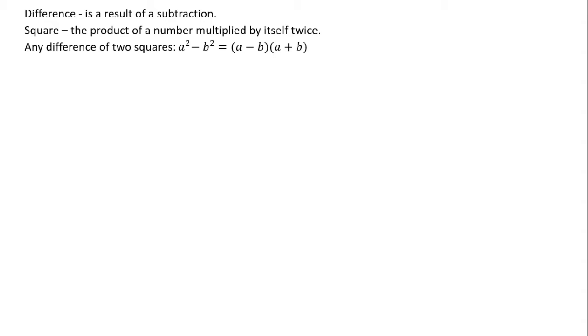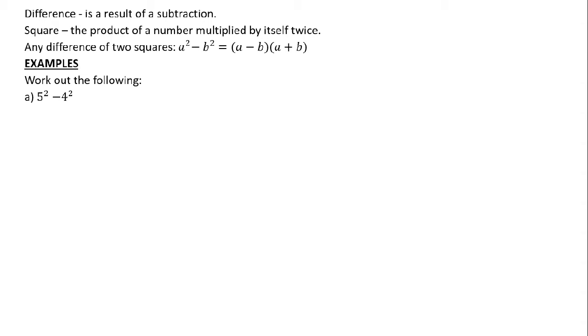So when you're given a squared minus b squared, it is equal to (a minus b)(a plus b). So you are going to subtract the bases and then multiply by the sum. Let's look at an example.